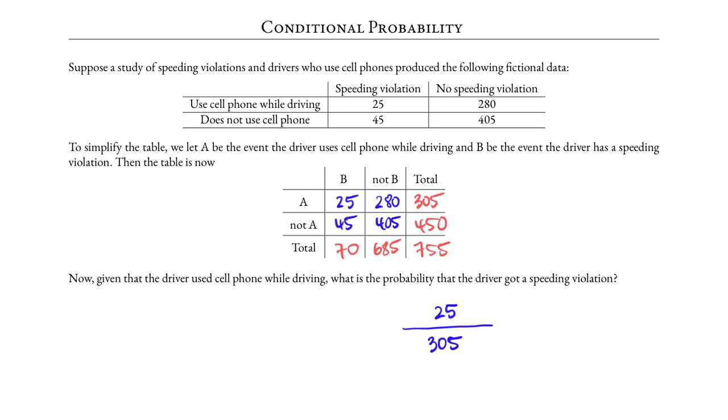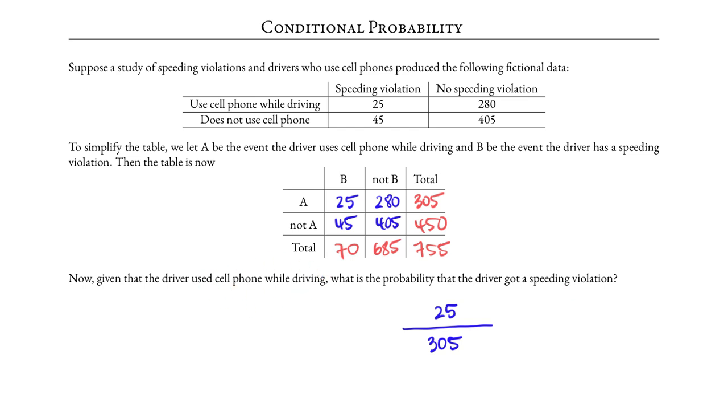This probability is not out of or divided by the grand total. When we restrict our attention, or when we focus on a particular row or column in the two-way table, we're looking for what we call the conditional probability, because this probability has a condition. We're looking for the probability that the driver got a speeding violation, but with a condition. And what is that condition? The condition is that the driver used cell phone while driving.